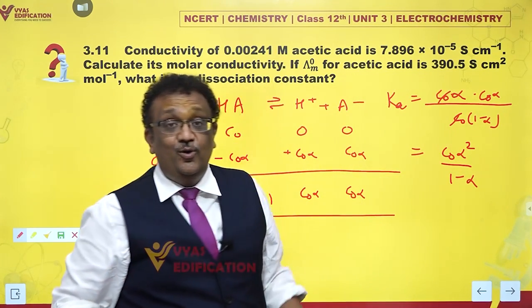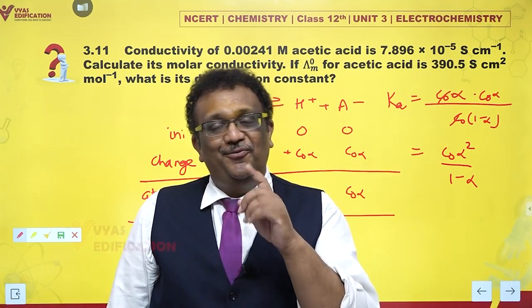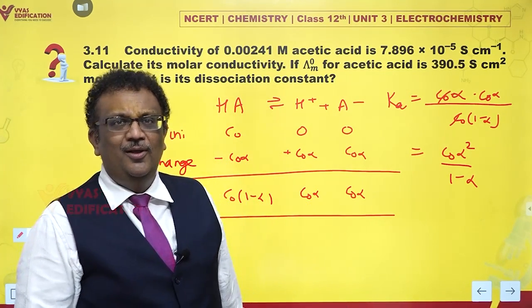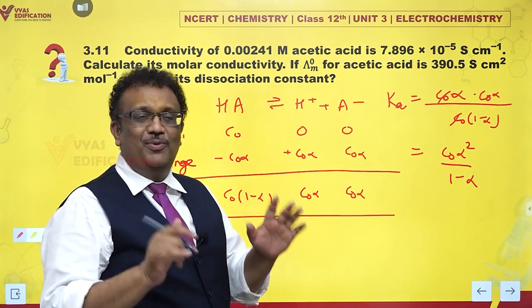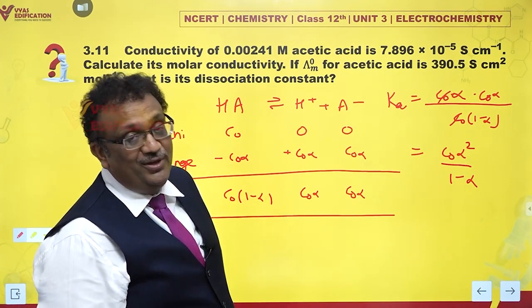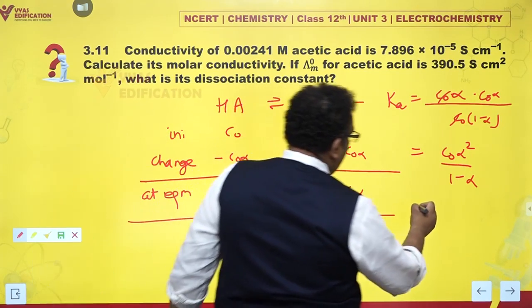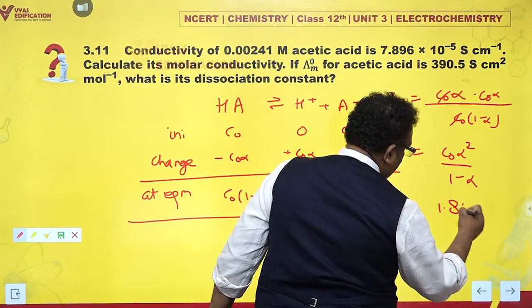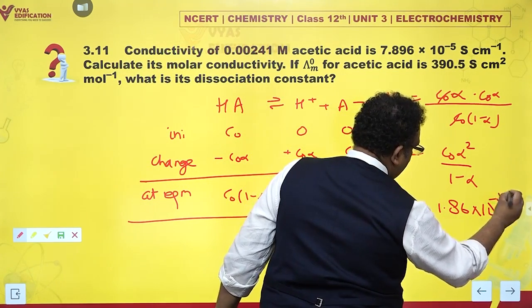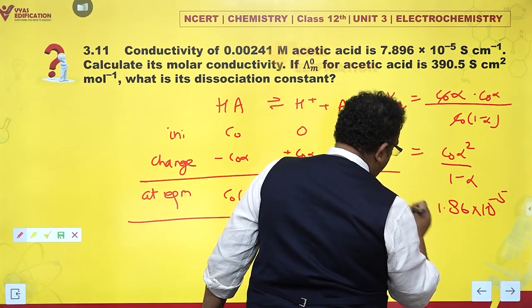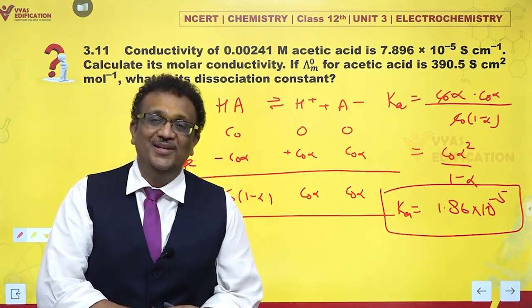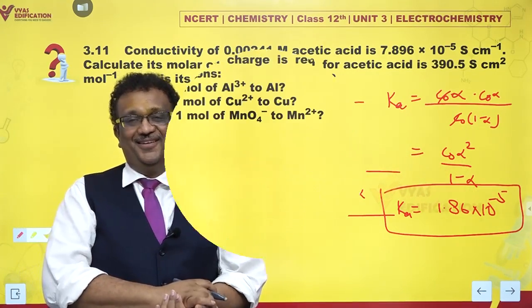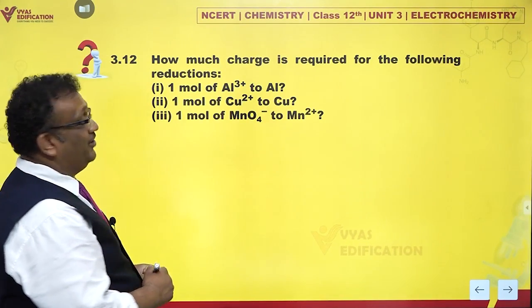And alpha I know is 0.084. Can I substitute that? Of course I can. And that would give me the value of Ka. Simple mathematical calculation. If I do that, Ka for acetic acid would come out to be 1.86 into 10 minus 5. There we are.